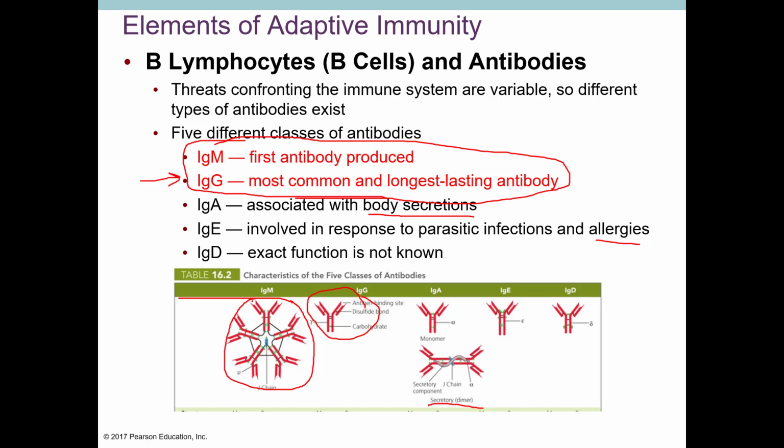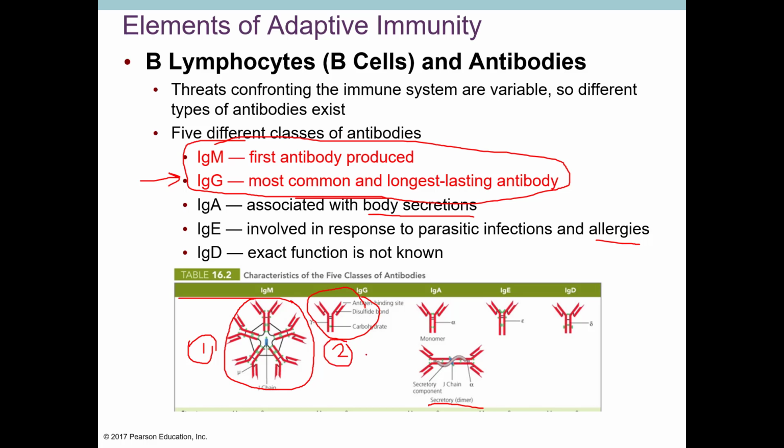But IgM is just big. IgG is usually produced second. It is the longest lasting of the antibodies, and it's the one that you would most commonly find in the blood. So when you're first exposed to a new antigen, your body will make IgM, and then later start switching to IgG.